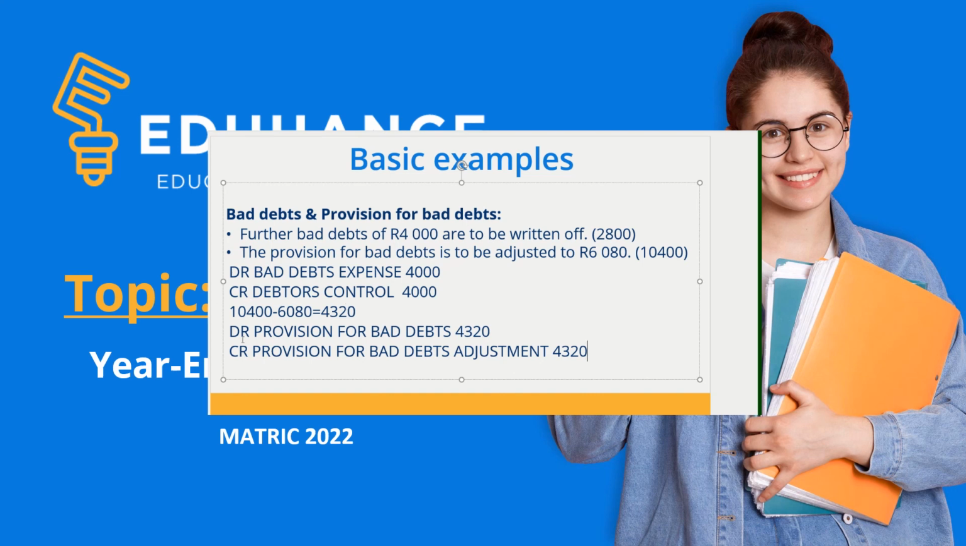Okay, so this is your balance sheet line item that is subtracted from your debtors balance on your balance sheet, and this provision for bad debts adjustment is the income statement line item. The word adjustment is how you will know that that line item is in your income statement. If it's a credit, it's an income. If it's a debit, it's an expense.